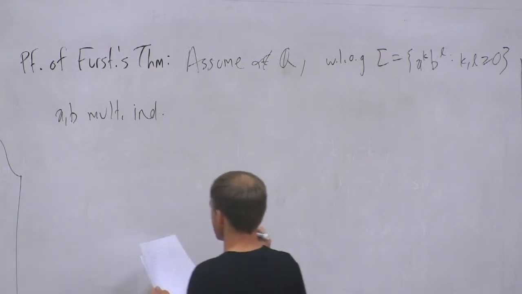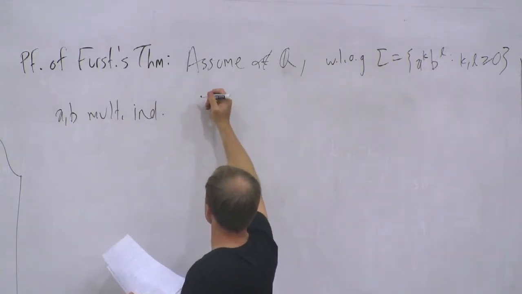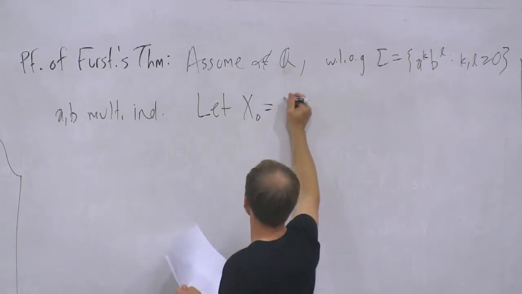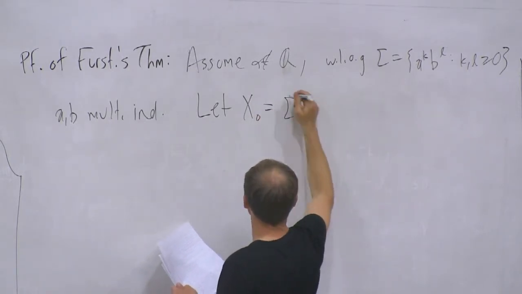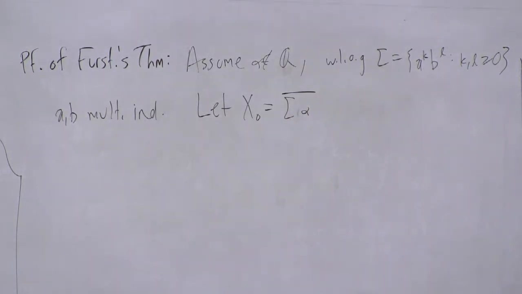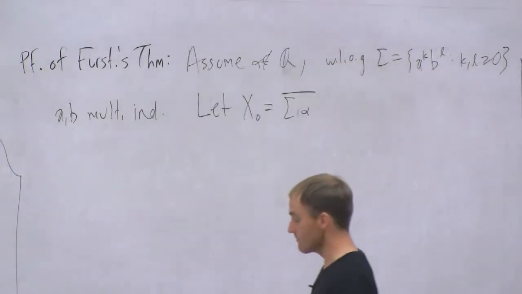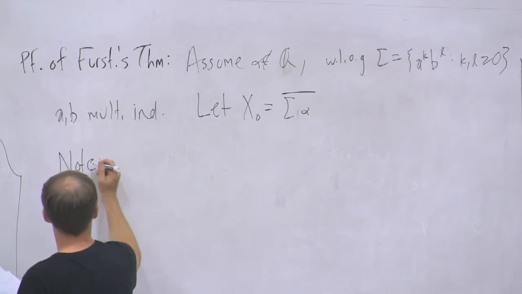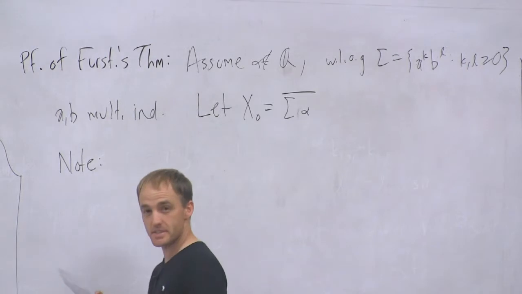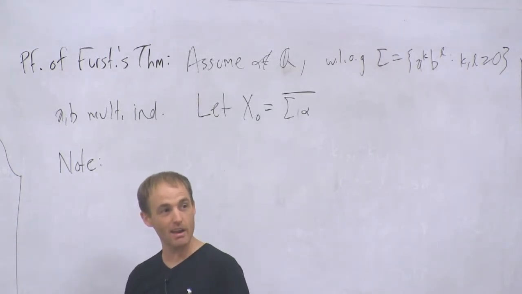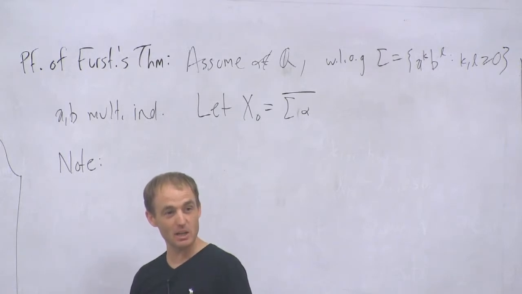Now, what do I want to do? I want to develop a little bit of notation. I want to let x naught be the orbit closure of my irrational point under the action of this two-parameter semigroup. And I want to make a couple of initial observations. Number one, this is going to sound totally stupid because I put the bar on top of that, but my first observation is that x naught is closed.